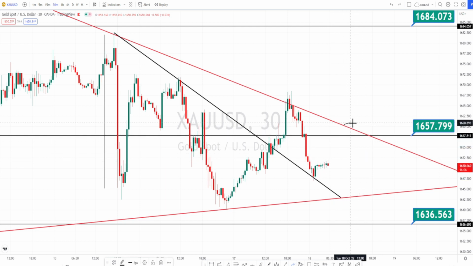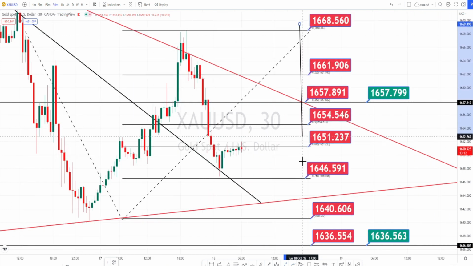For 30 minutes time frame also, wait for the price action to break this 4 hours time frame resistance line in order to get the confirmation on the continuation of the bullish side retracement, or wait for the price action to break this support line or the trend line from the 4 hours time frame in order to get confirmation on the continuation of the bearish side retracement in 30 minutes time frame.